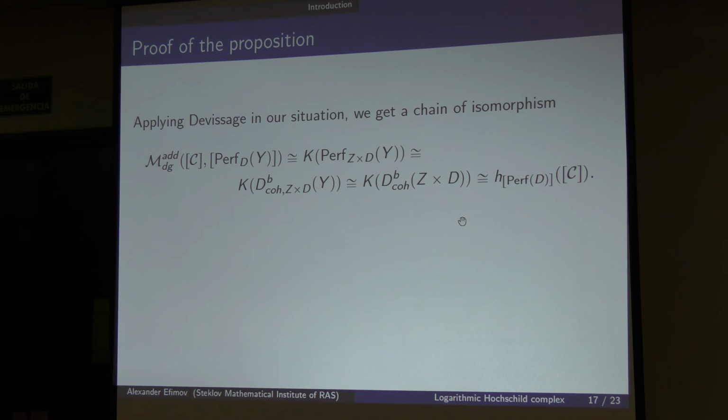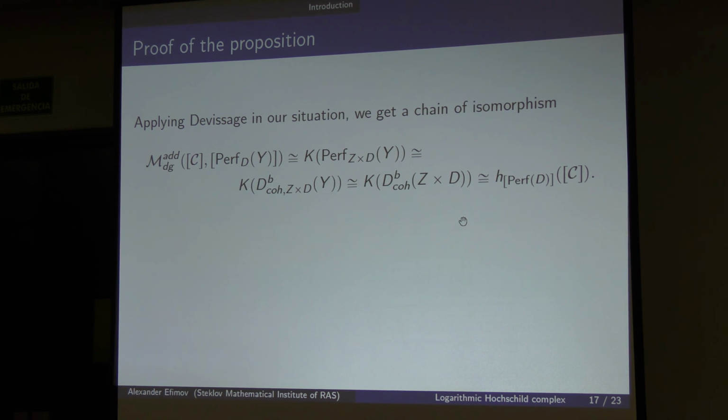Then we just have a chain of isomorphisms. So the functors from C to this category with support, by Fourier-Mukai theory, is the same as K-theory of perfect complexes supported at Z cross D. Well, over Z cross Y. So it's perfect complexes over Z cross Y.